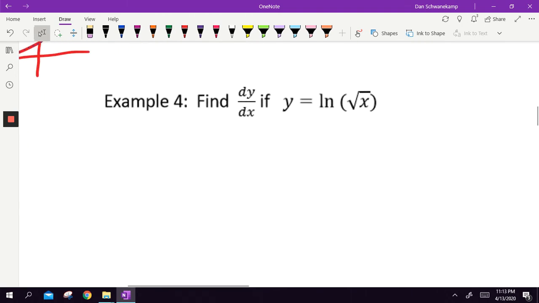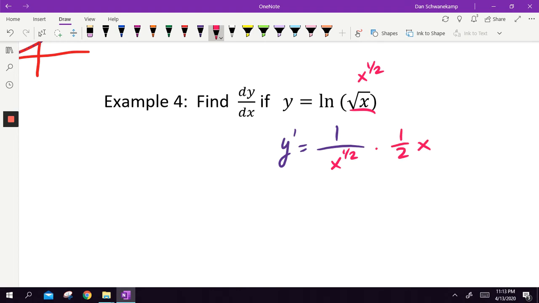Example 4, natural log. y prime, the derivative of natural log is 1 over. Rewrite the baby. So I'm going to rewrite that as x to the 1/2 power times the derivative of the baby. So the derivative of the baby is going to be 1/2 x to the negative 1/2. That's my answer, but let's rewrite that in a little bit better form.